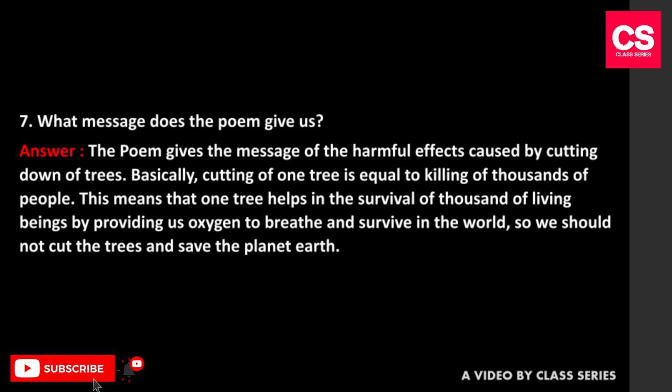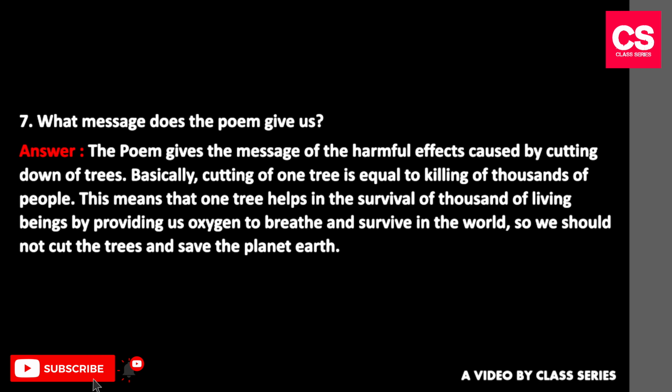Let's move on to our seventh question, that is, what message does this poem give us? The answer is, the poem gives the message of the harmful effects caused by cutting down trees. Basically, cutting one tree is equal to killing thousands of people. This means that one tree helps in the survival of thousands of living beings by providing us oxygen to breathe and survive in the world. So, we should not cut the trees and save the planet Earth.